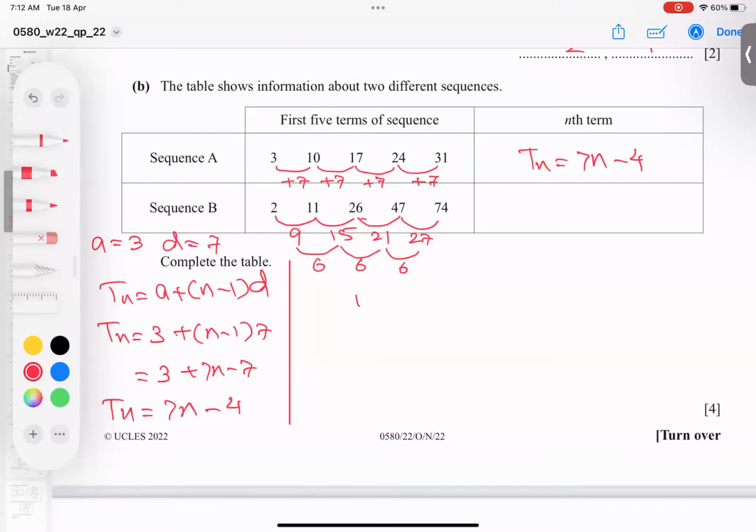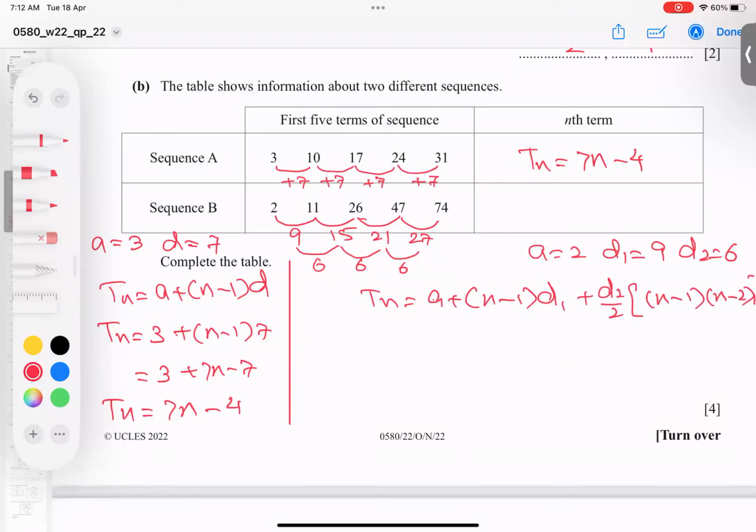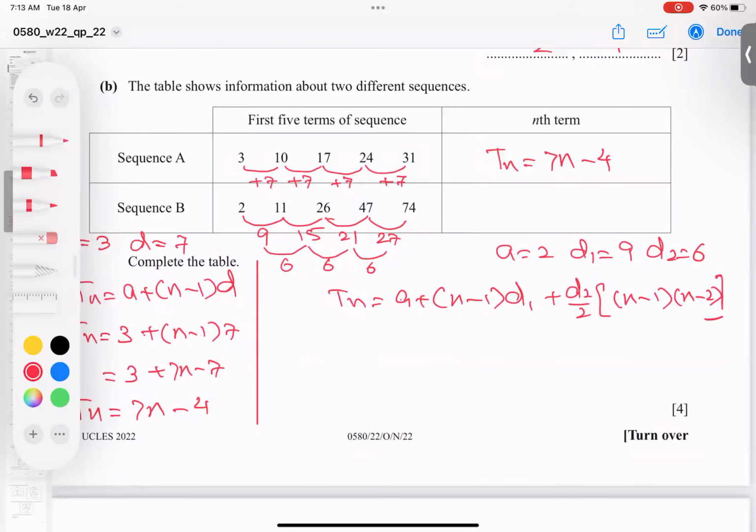Now, what is the formula, students, in this option? This is the first term in this situation, it comes from here. D1 is called common difference number 1, which is 9. D2 is here 6, it comes from here. So now I can apply the formula, and the formula is Tn is equals to a plus n minus 1 into D1. Actually, the same formula, only I wrote D1, plus D2 divided by 2 in the bracket n minus 1 into n minus 2. So this formula I'm going to use, so get ready.